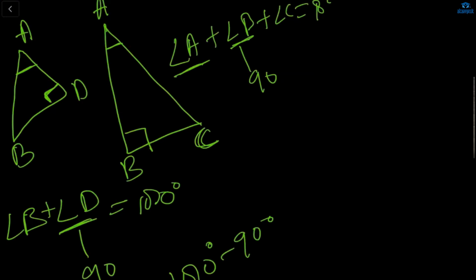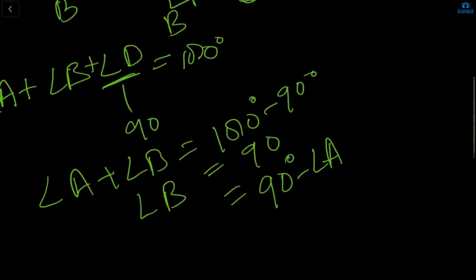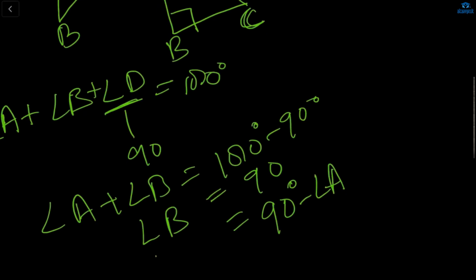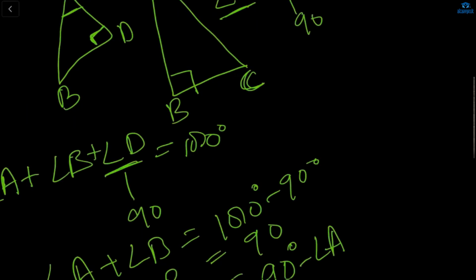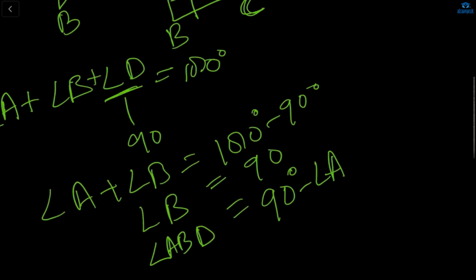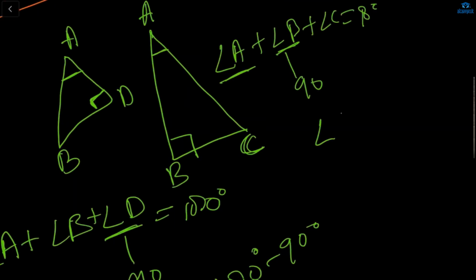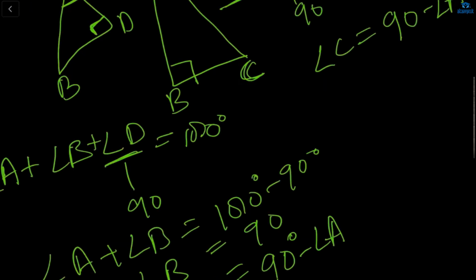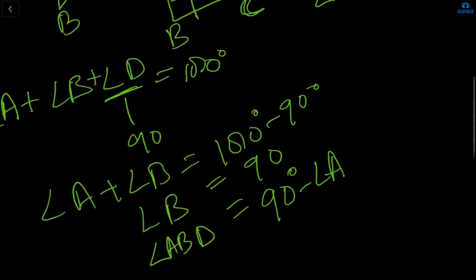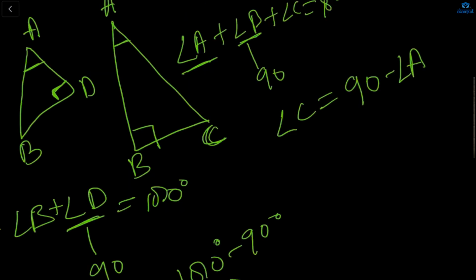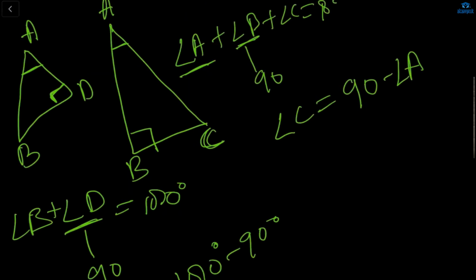And here I will not write B because this will be very confusing. Here you can write A, B, D. And here again this is 90 degrees, so angle C will be equal to 90 minus angle A. So both the values are the same. Angle ABD is also equal to 90 degrees minus angle A, and angle C is also equal to 90 degrees minus A, and A is common to both.